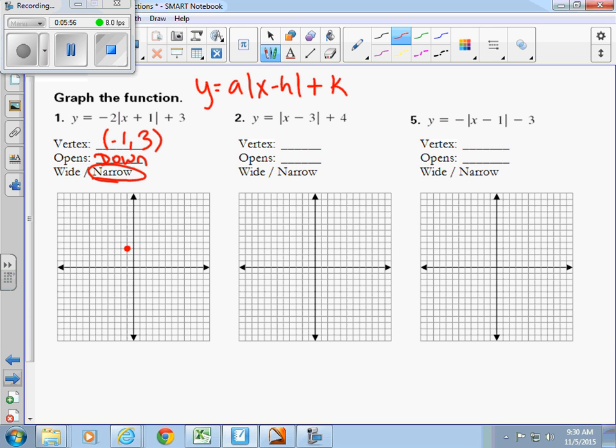So from this center point, I'm going to go down to the right 1 and down to the left 1. Now, why did I not go up at all? Because it's opening down, right? It's an absolute value graph opening down. Again, you do not have to do this completely without a calculator, but now you know that you can, and that's how you do it. Any questions about that one? Try the next one.